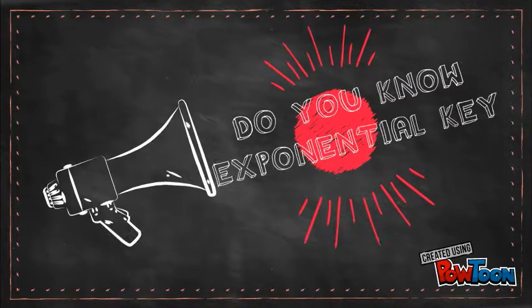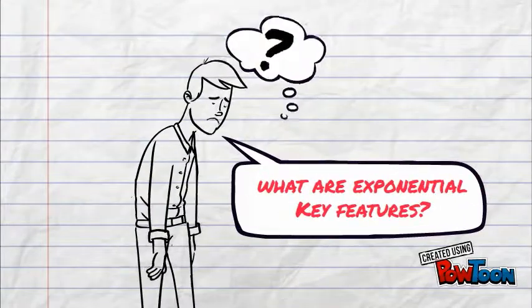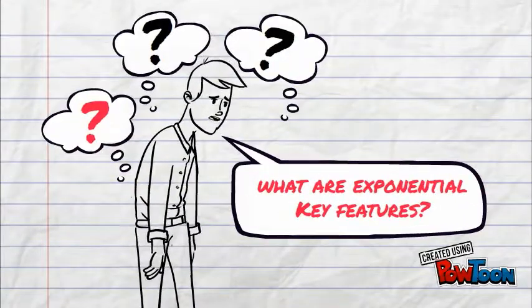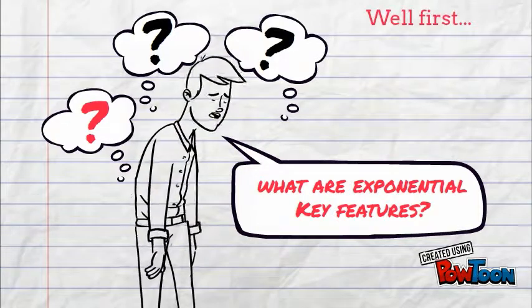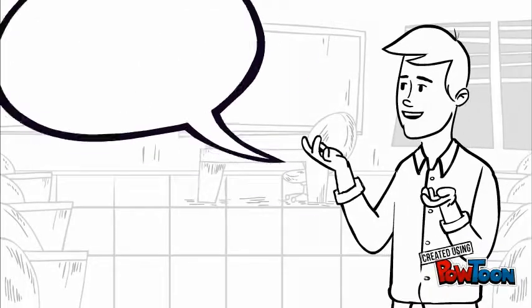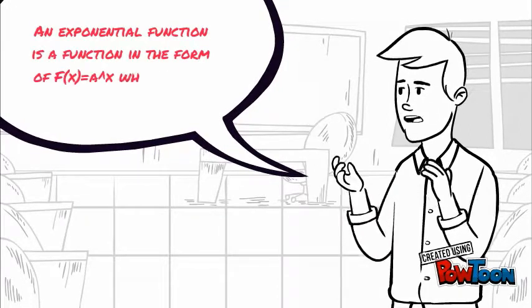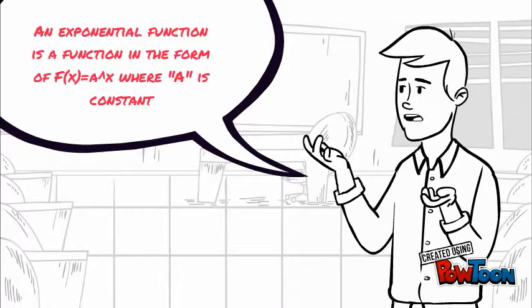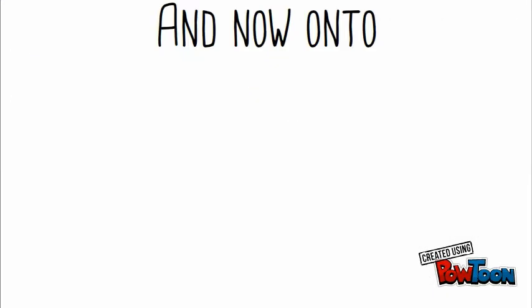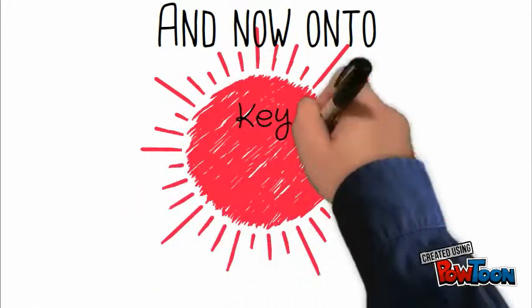Do you know exponential key features? What are exponential key features? Well, first, you need to know what an exponential function is. An exponential function is a function in the form of f of x equals a to the x power, where a is constant. And now on to the key features.